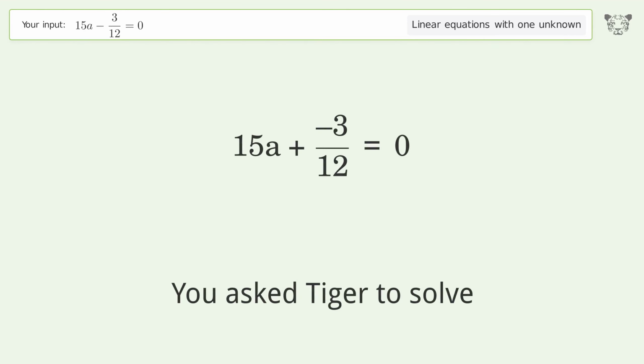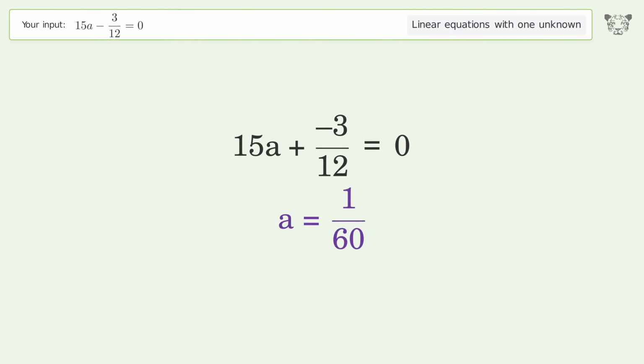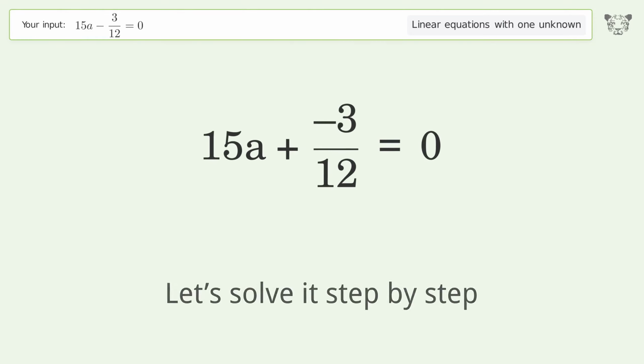You ask Tiger to solve this. This deals with linear equations with one unknown. The final result is A equals 1 over 60. Let's solve it step by step.